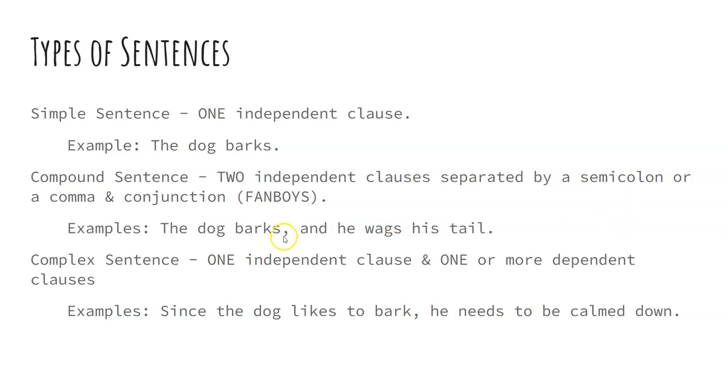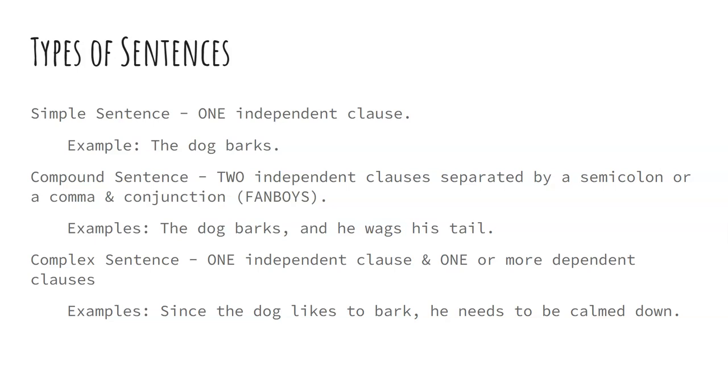So it would look like this, comma and. FANBOYS are your conjunctions, specifically coordinating conjunctions. Write these down in your notes. For, and, nor, but, or, yet, so. Those are the seven coordinating conjunctions. When you find a comma and, you know it's joining two independent clauses, especially if, or actually only if, it has the idea of subject and verb in each.